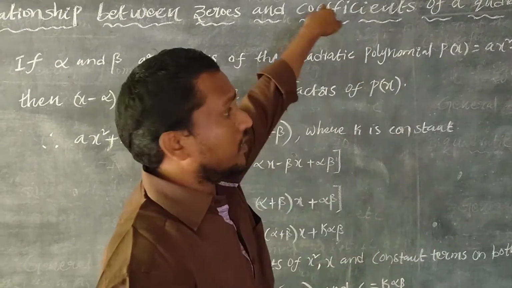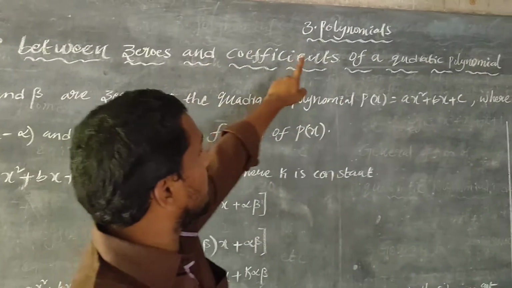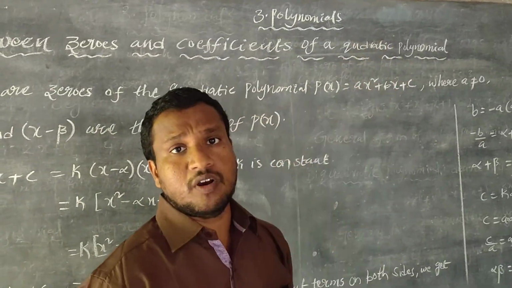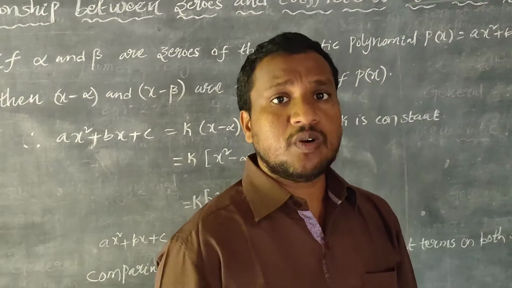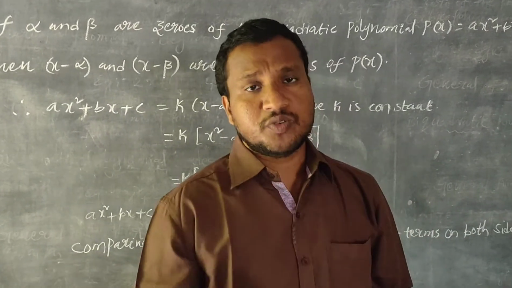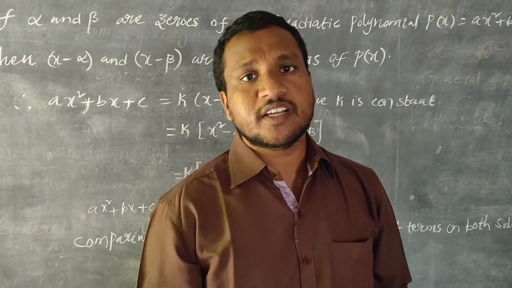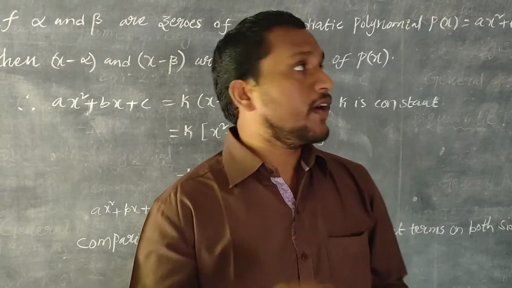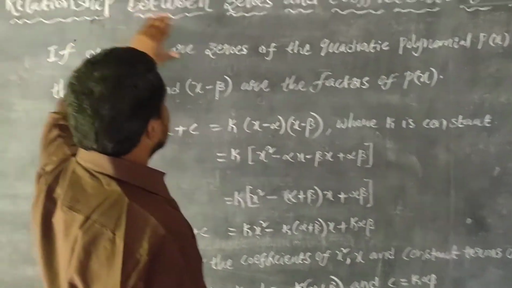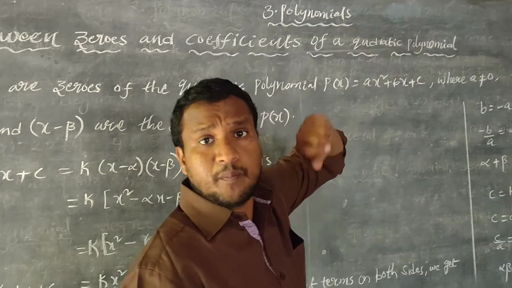Today's topic is a very important one: the relationship between zeros and coefficients of a quadratic polynomial. Already we know the general form of a quadratic polynomial. What is the general form, students? ax square plus bx plus c where a is not equal to 0. Now let's find the relationship between zeros and coefficients of a quadratic polynomial.